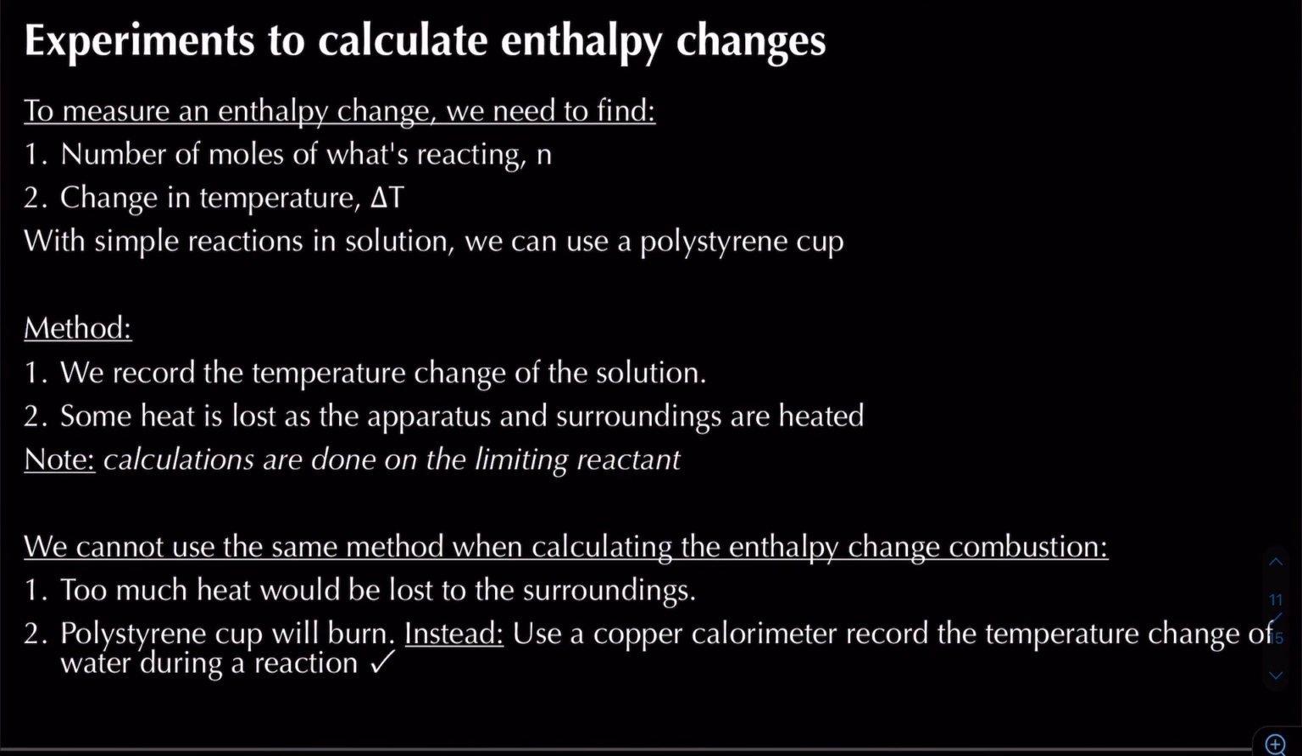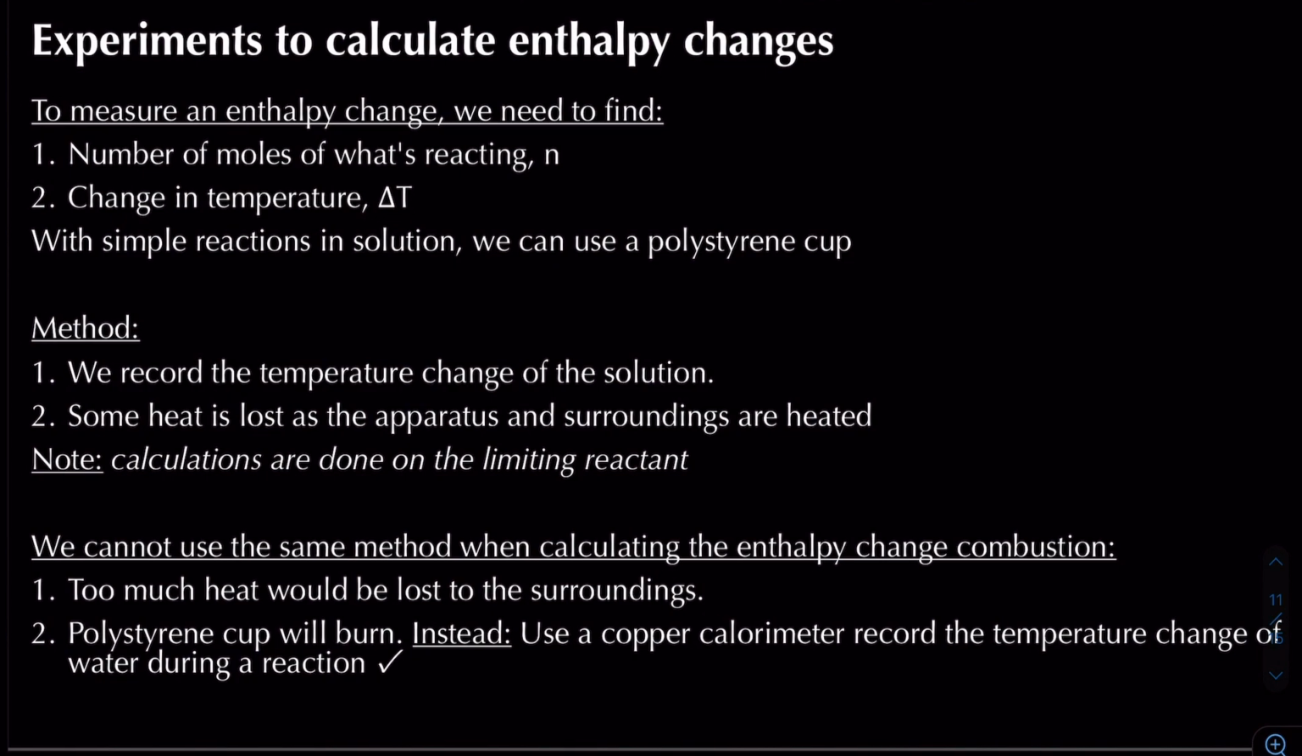So let's look at how we can actually calculate enthalpy changes and set up an experiment. If we were to look at, let's say, a reaction involving two solutions reacting together, such as HCl and, let's say, sodium hydroxide, we would need two pieces of information to calculate enthalpy change. The first one is the number of moles of what's reacting, which for solutions, you can find using the formula n = CV from quantitative chemistry. You also need to be able to measure the temperature change from the start of the reaction to the end of the reaction itself as well.